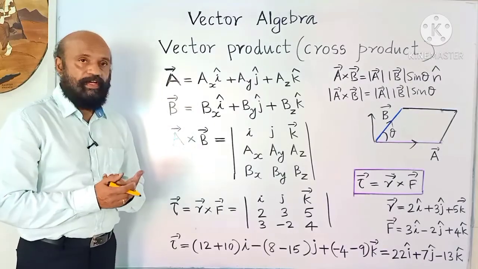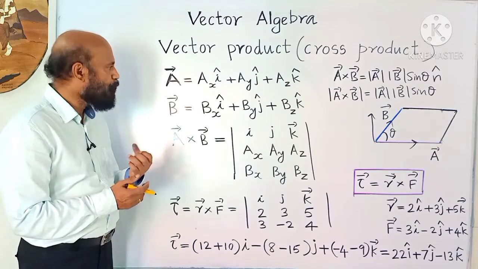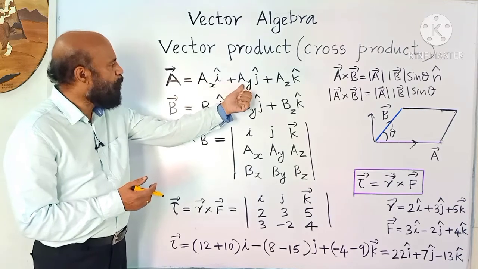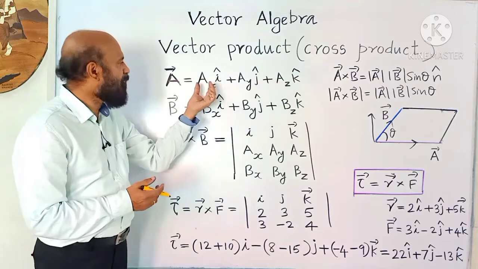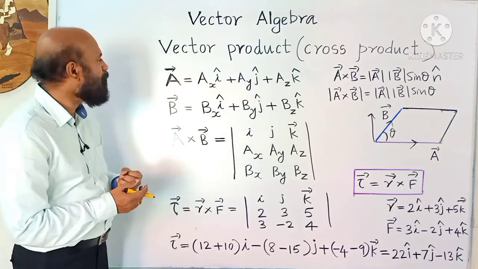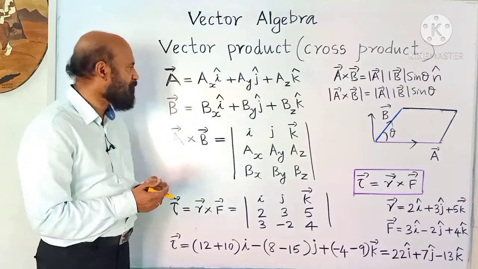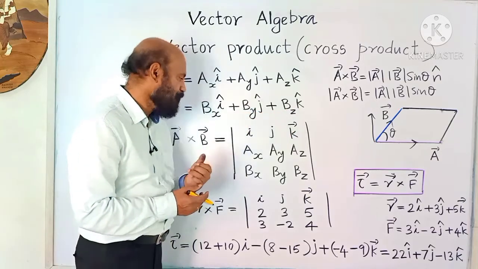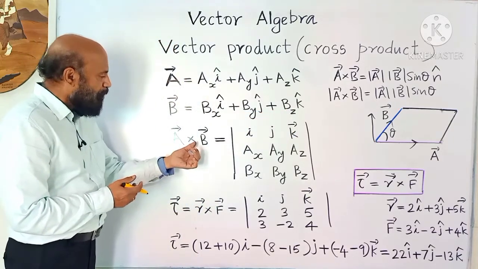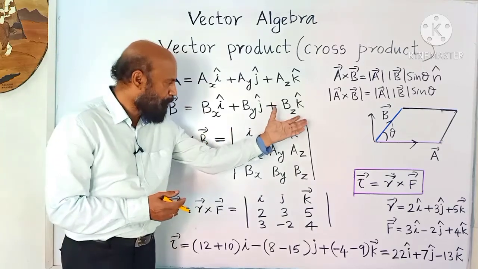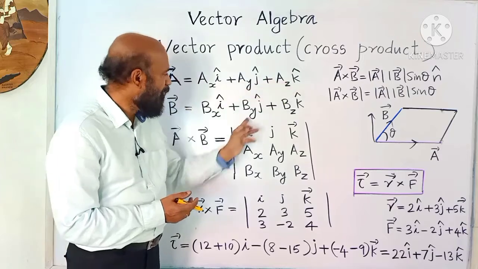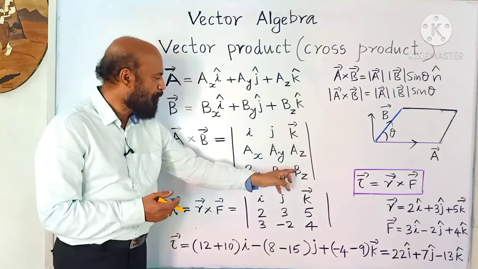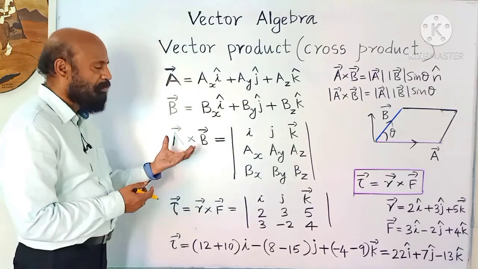Now let's see the vector product in component form. A vector is given to be ax i plus ay j plus az k, where ax, ay, az are the components along the x-axis, y-axis and z-axis. B vector is given to be bx i plus by j plus bz k. Now A vector cross B vector can be written in the form of a determinant: i, j, k, next the components ax, ay, az, then bx, by, bz. So this is the determinant form.